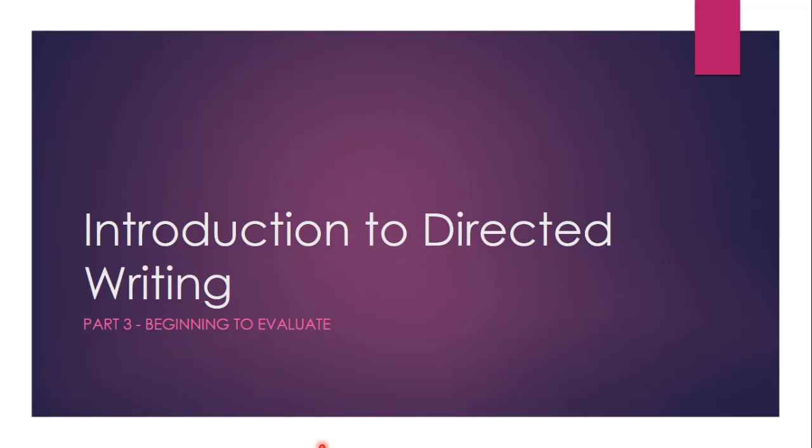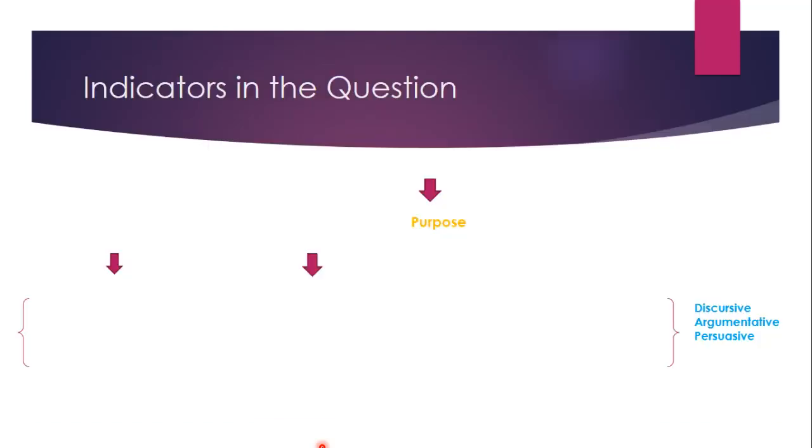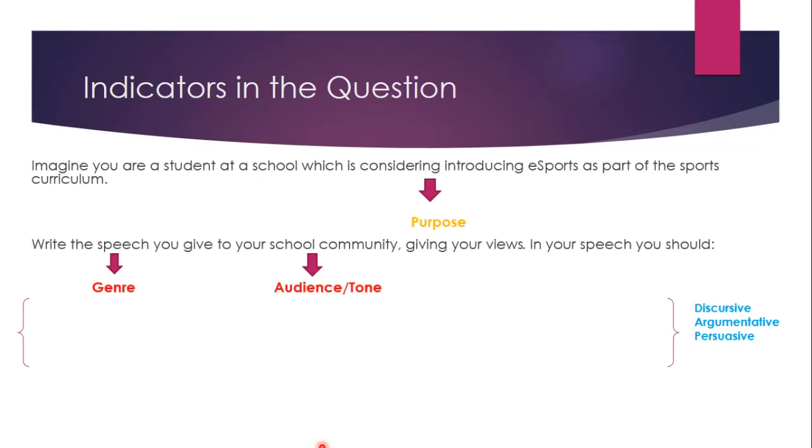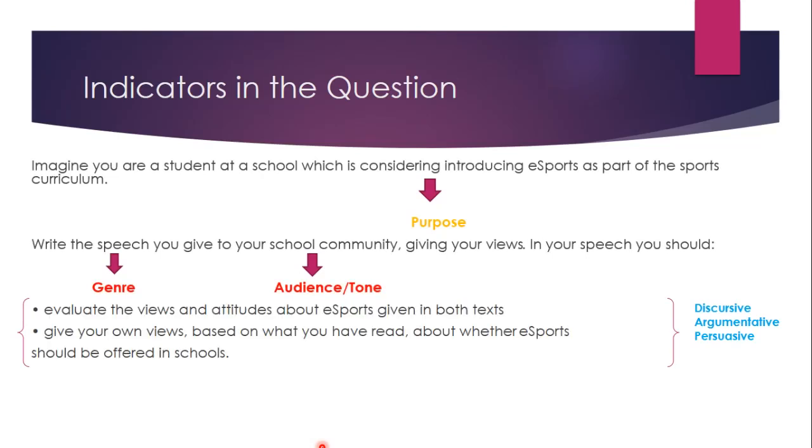This video deals with beginning to evaluate. The first step of evaluation is of course understanding the directions given in the question. In my previous video, part 2 of the Directed Writing series, I have explained how to identify the purpose, genre, audience and tone. Now the next step is beginning to evaluate.